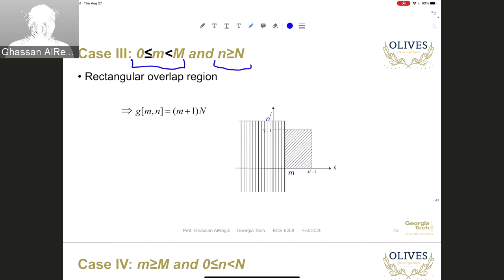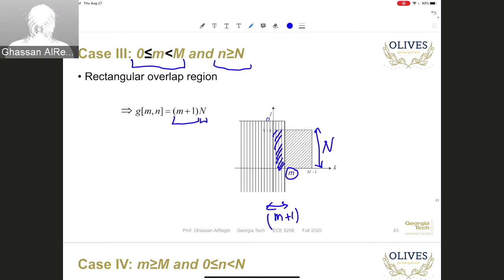So the width in here is still variable, a function of small m. And how many do we have? The width is m plus one. And then the overlapping height, sorry, is fixed. It doesn't really matter what n is, because n is larger than or equal to capital N minus one. So in this case, what's really the height? The height we have is capital N points, right? N samples. So now the value of this overlapping region is determined by only small m, which is m plus one times capital N.